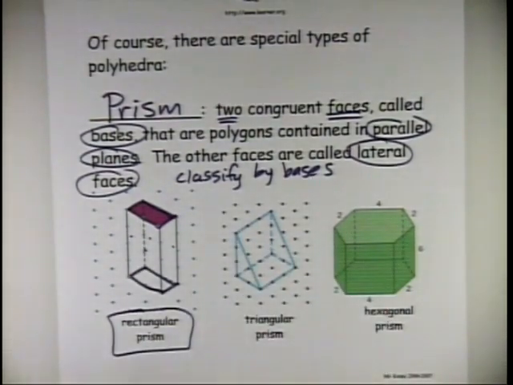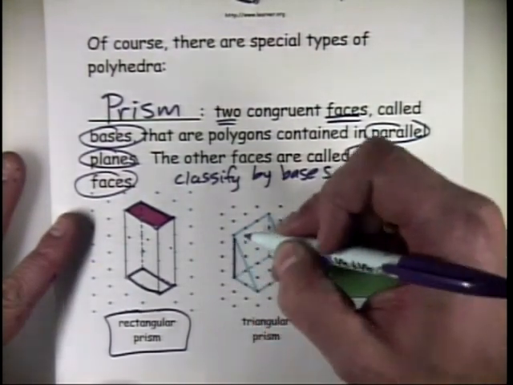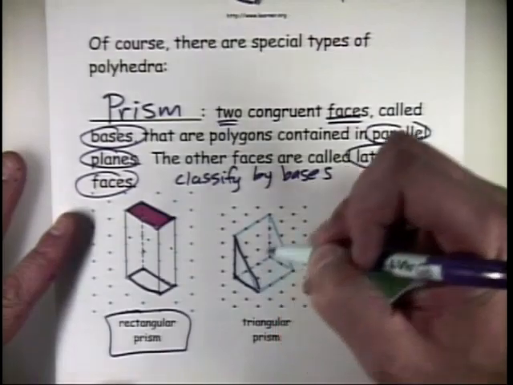Some people might call it a brick or a piece of a 2x4, but it's really a rectangular prism. Let's go to this one here. We have two bases, and they don't have to be top and bottom. They can be side to side.